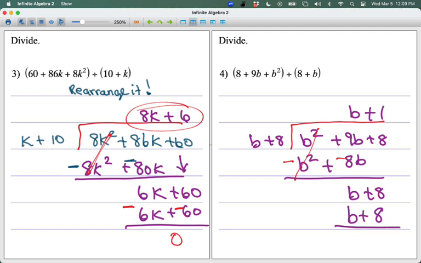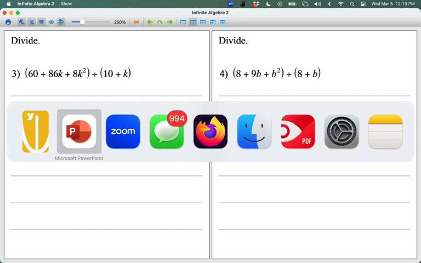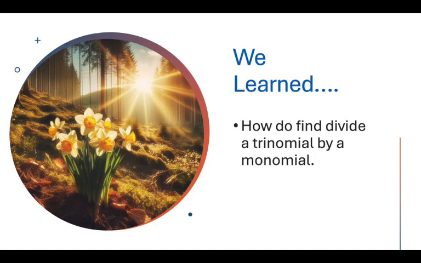Change. And 0 is our remainder. So b plus 1 is our answer. You have learned how to divide a trinomial by a monomial. I hope this has been helpful.